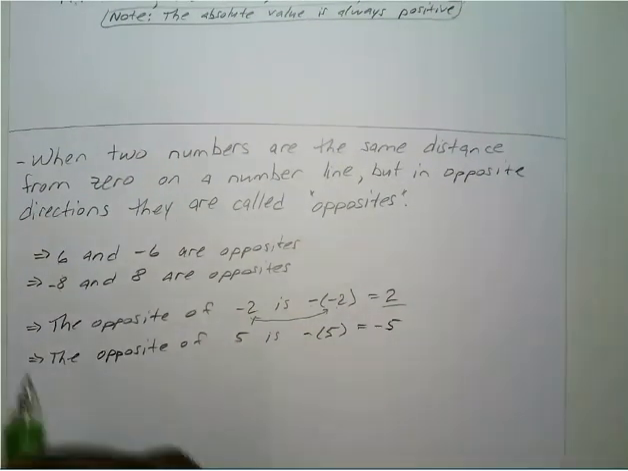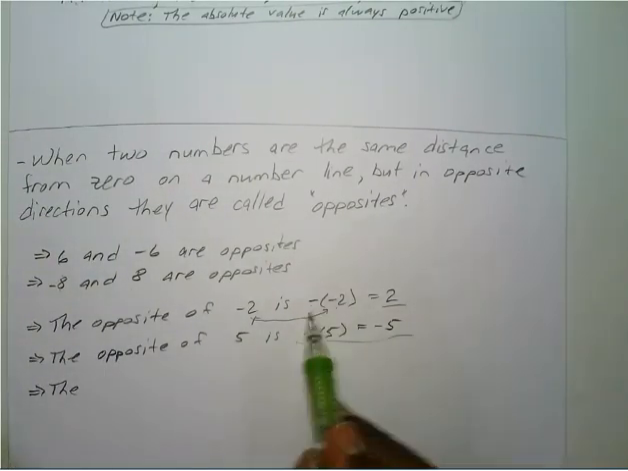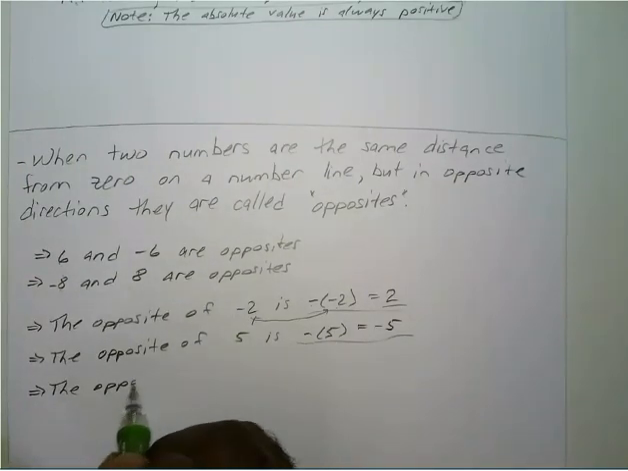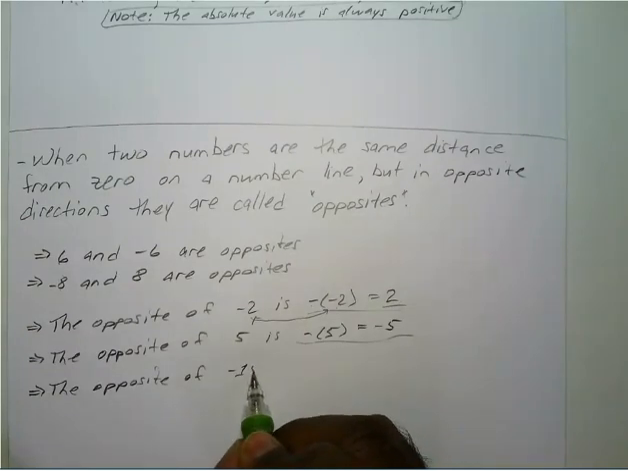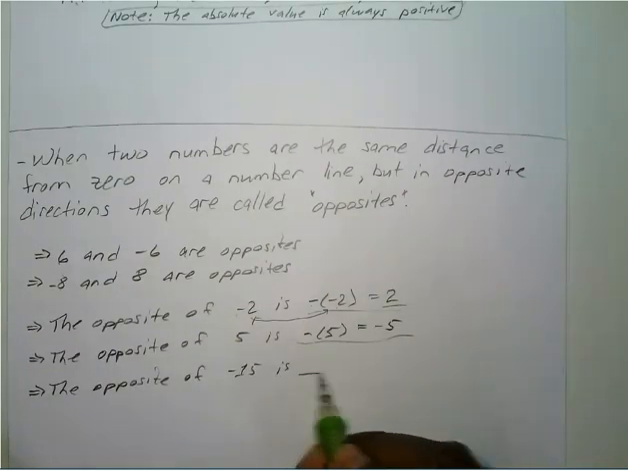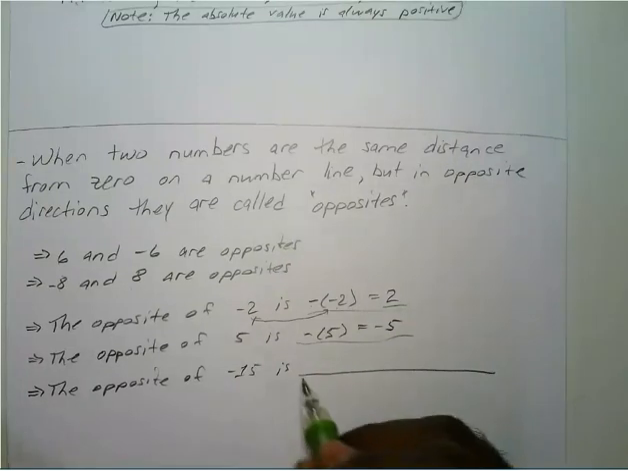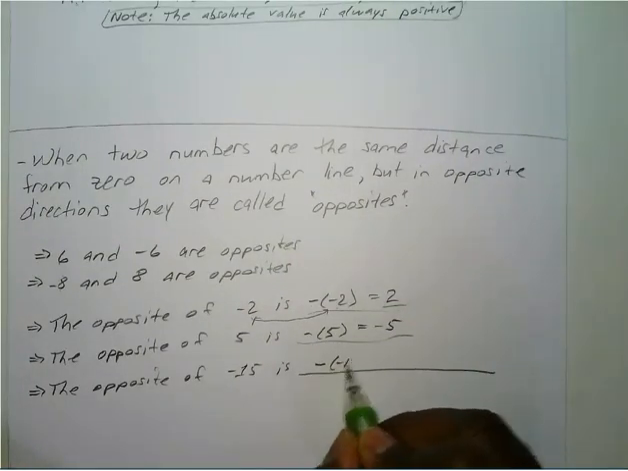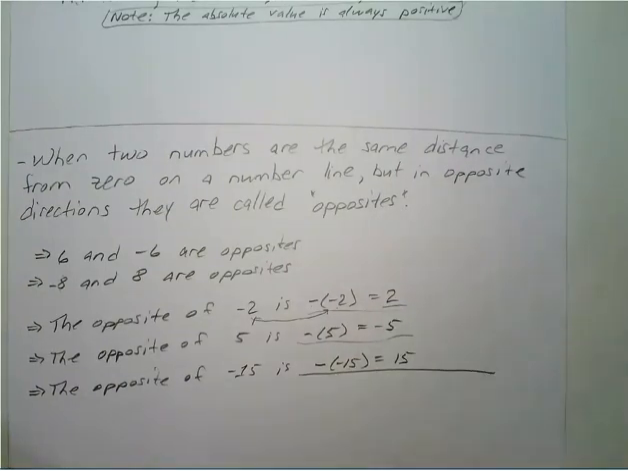Okay. So how about you solve this one using this same method here? What if you have the opposite of negative 15 is, and I'll underline it for you to fill it out. Okay, so if you have to press pause, but it shouldn't take you too long to fill that out. The opposite of negative 15. Okay, so we know that's the opposite of negative 15. The opposite of negative 15 is positive 15.